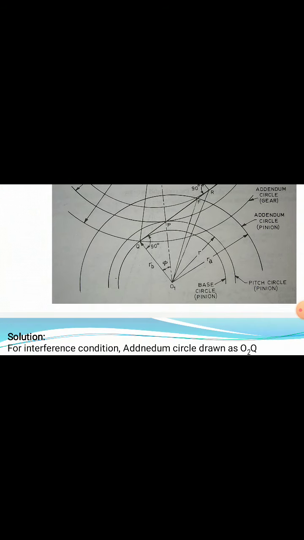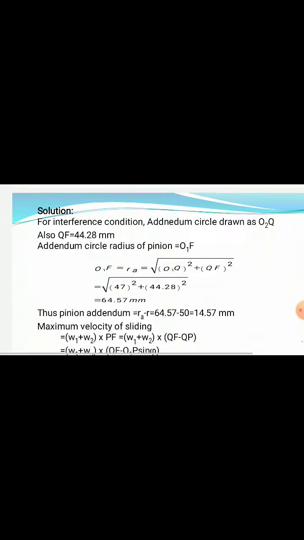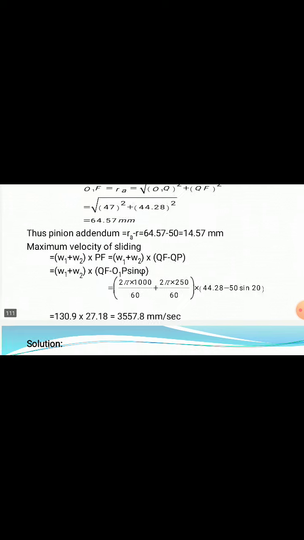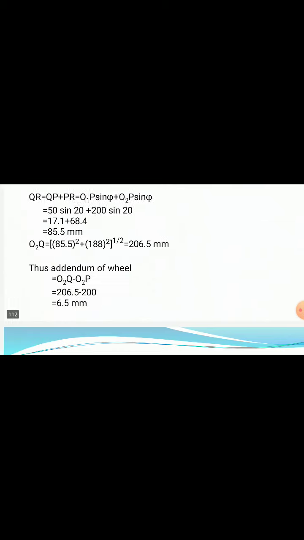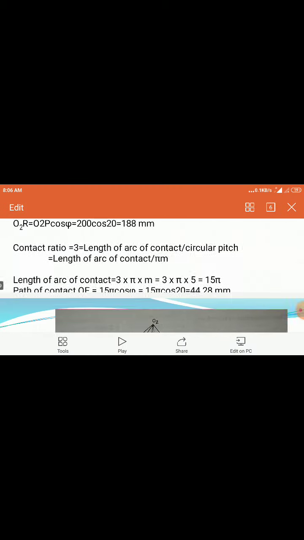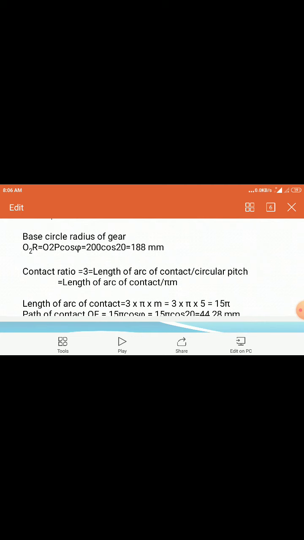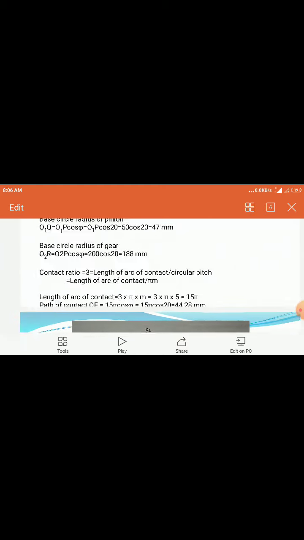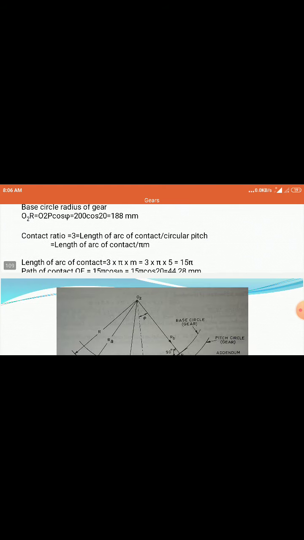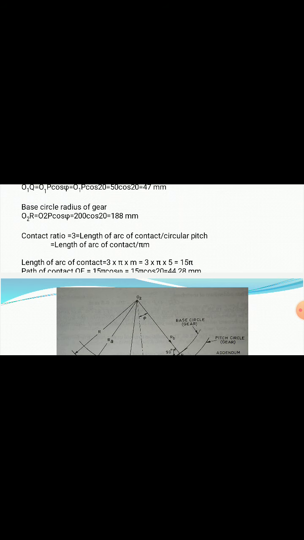Now to find out this RA, by using this triangle you can find out this RA value. So in this numerical, again we can find out this RA value. This RA is nothing but a. In this diagram, this RA value is nothing but O1F. This is nothing but O1F for the pinion, O1 to F for the pinion.